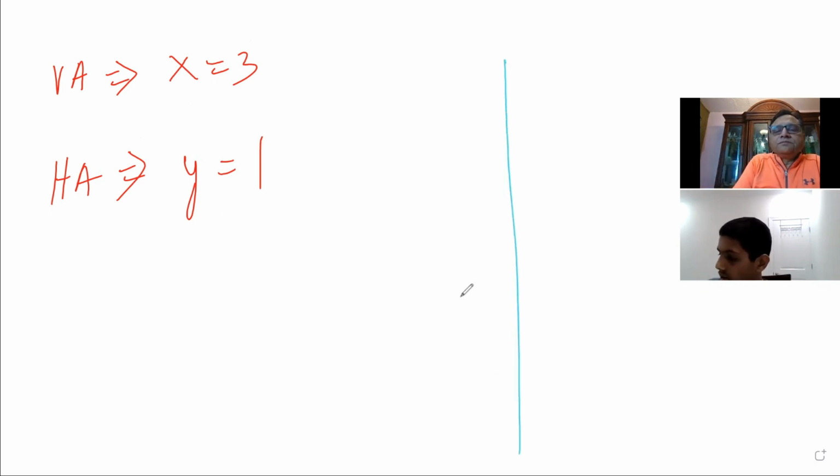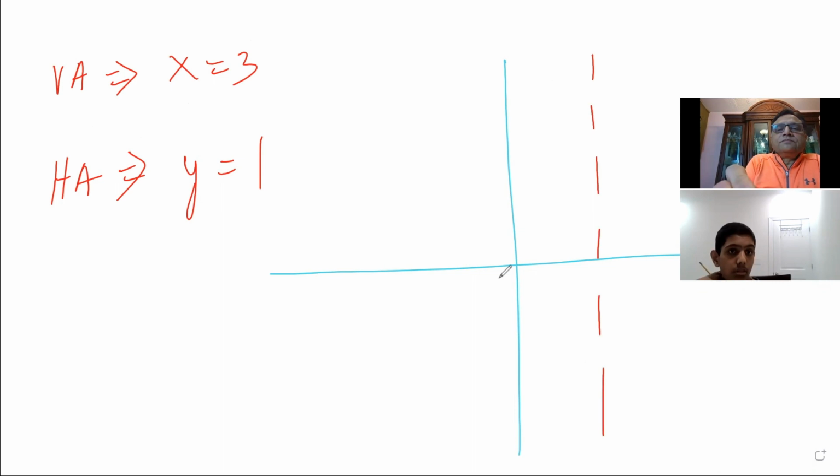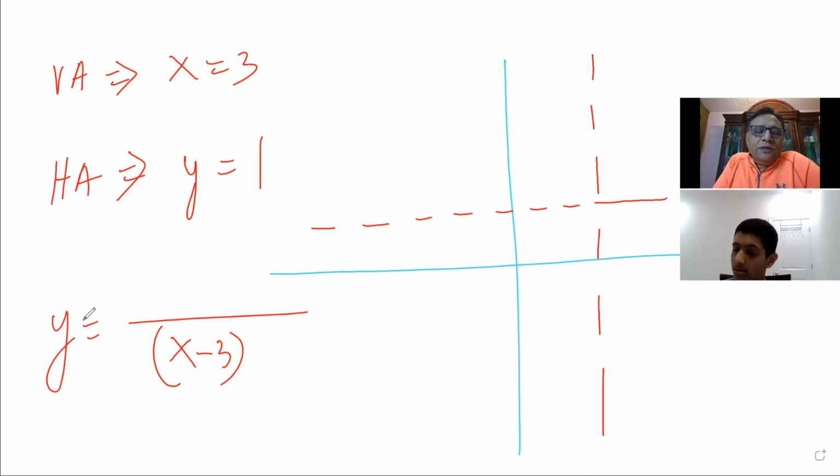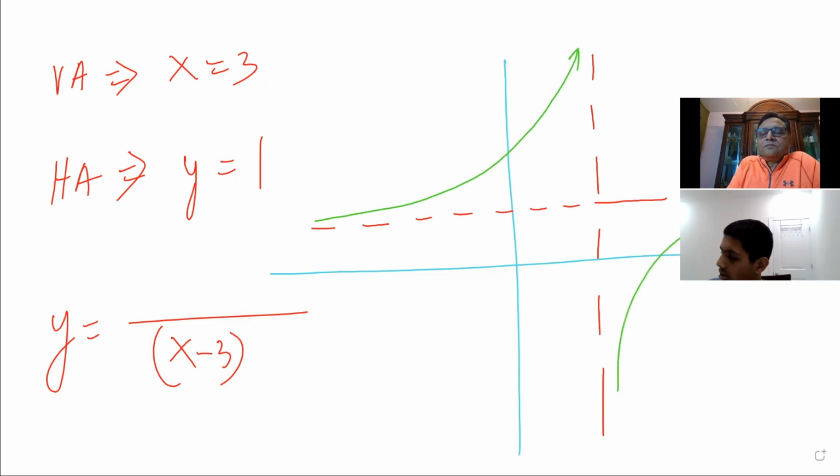Okay. On the denominator, I got x minus 3. Vertical asymptote, yes, x minus 3 in the denominator, perfect. It can be anything, but I just got x minus 3. Good. And then the numerator, horizontal asymptote is 1. So clearly you could have many equations, right?